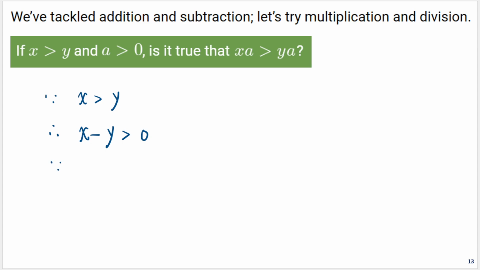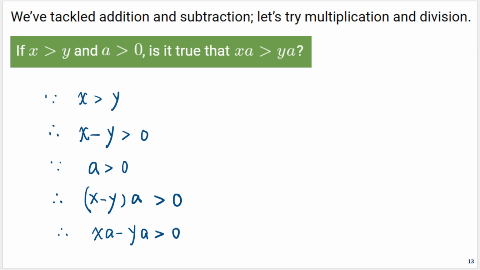And we also know that a is a positive number, right? Then we have the product of two positive numbers is still greater than 0. So we have x minus y multiplied by a is greater than 0, right? And this tells us that we can distribute a into the parentheses. This will give us xa minus ya is greater than 0, right? Then we can move negative ya to the other side of the inequality. Then remember, we need to change its sign from negative to positive. That means xa is greater than ya, right?